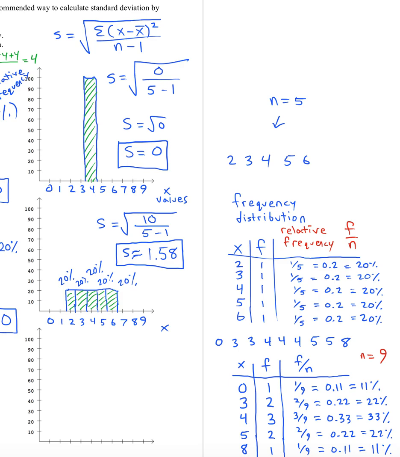All right, now we know how high to make our bars. We need a bar at 0, and it has to have a height of 11%. There's also a bar at 8 with that same height. We should have a bar at 3 with a height of 22%. And a bar at 5 with that same height. And our tallest bar of all is the 33% bar. That is for an X of 4.